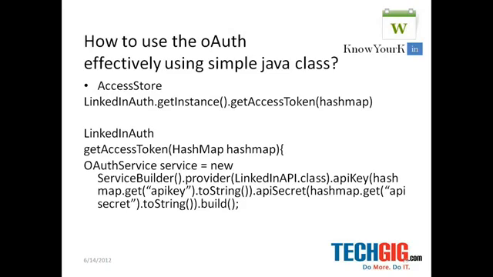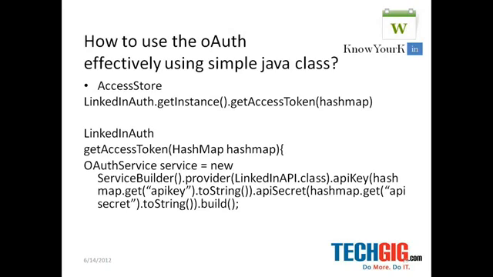So how to use the OAuth effectively using a simple Java class is this. Basically, we have different entities where you have some kind of disconnect if you use RESTful web services. Say if you are using the URL of a specific entity, for example a connection entity, you have to log in every time to access the resources from LinkedIn.